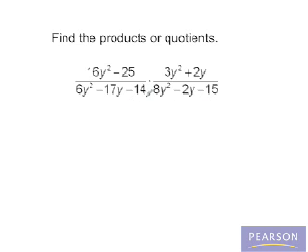So the game plan here will be to factor every numerator and denominator, factor those as completely as we can, to see if we have any common prime factors that we can divide out or cancel out.